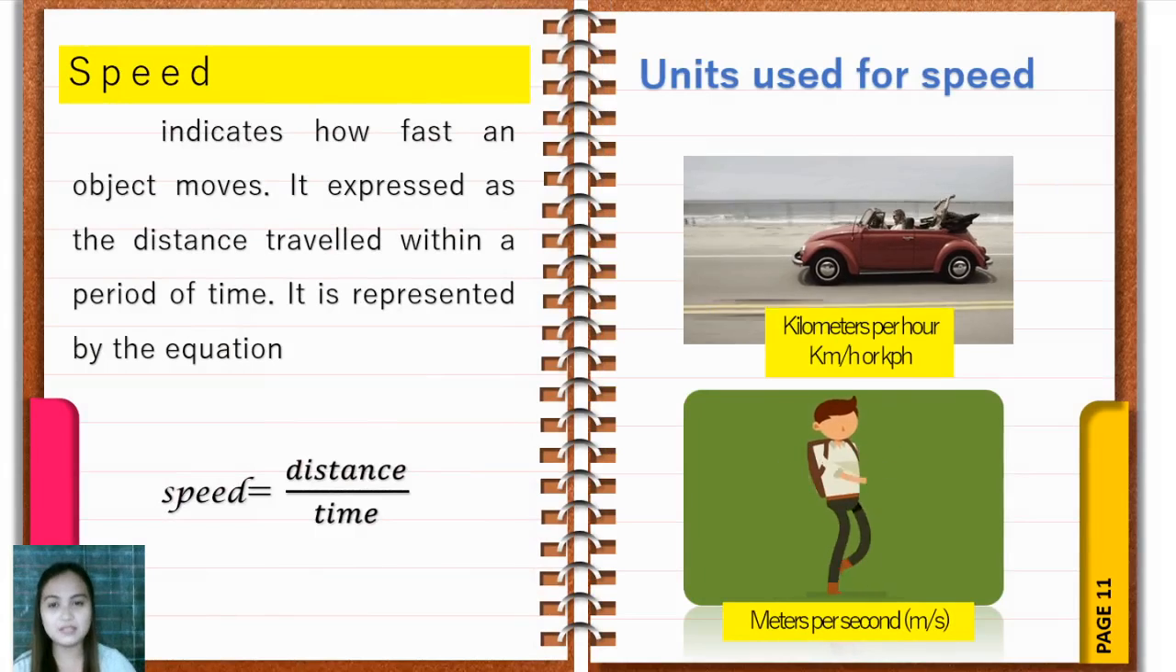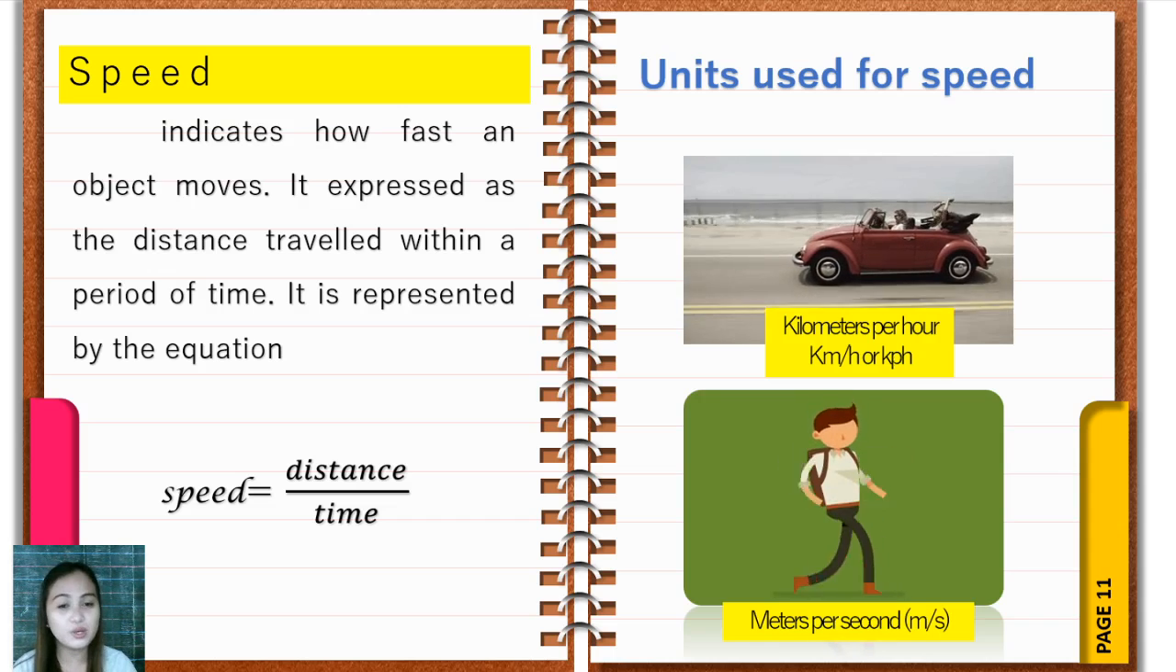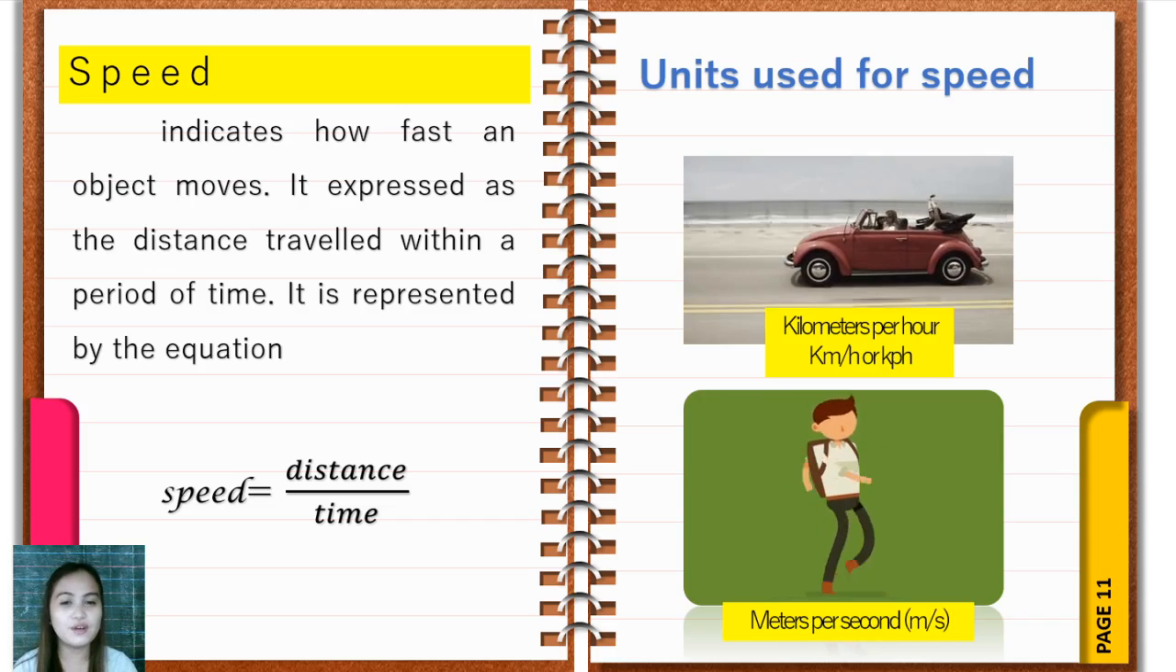Now let's have the speed. It indicates how fast an object moves. It is expressed as the distance traveled within a period of time. It is represented by the equation speed is equal to distance over time, or distance divided by time. So remember the formula: speed is equal to distance divided by time.